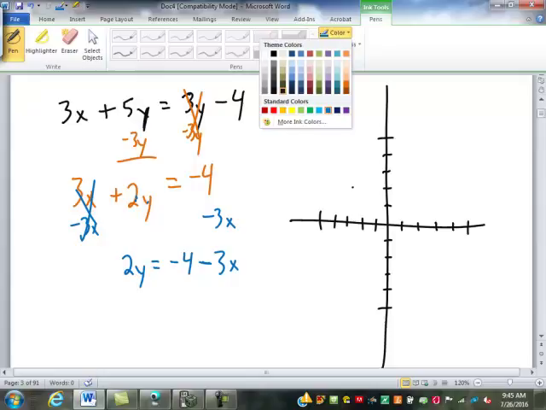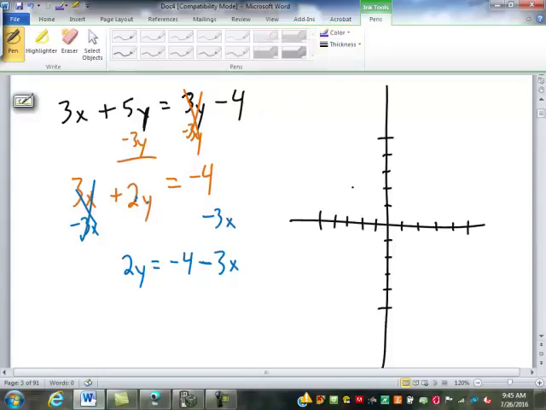Now we would divide by the 2, giving me y equals, I have to divide each piece by 2 over here, -2 minus 3 over 2x. Good. And we start at -2, and from there we go down 3 over 2.